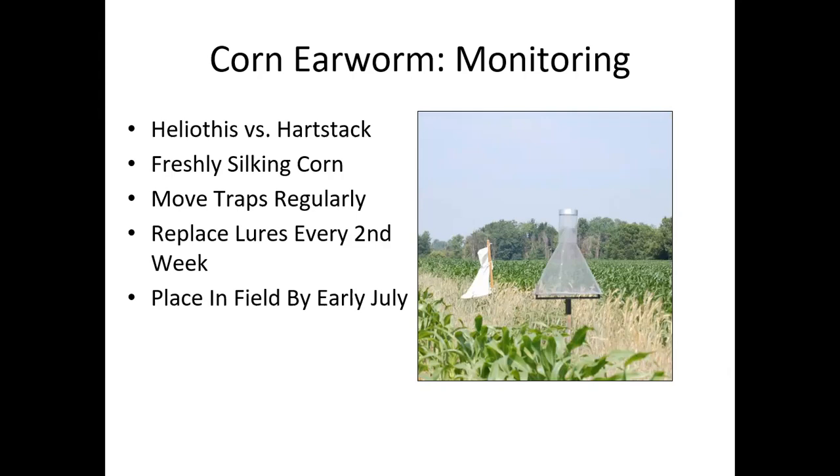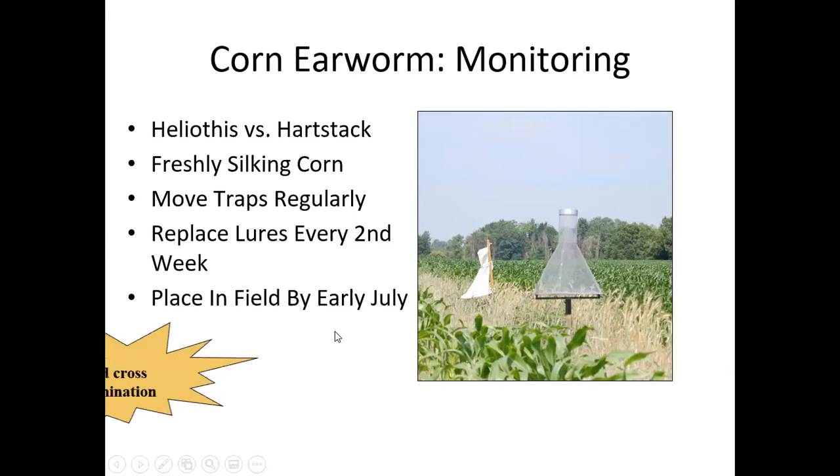The important thing is that the traps have to be beside freshly silking corn, so you need to move them regularly so they're always near an attractive crop, because those moths are only going to lay on fresh silks. You need to replace those lures every second week, and you really want to have them in the field by early July. Even though high populations tend to occur in the later summer months, we can still have populations arriving in Ontario early.